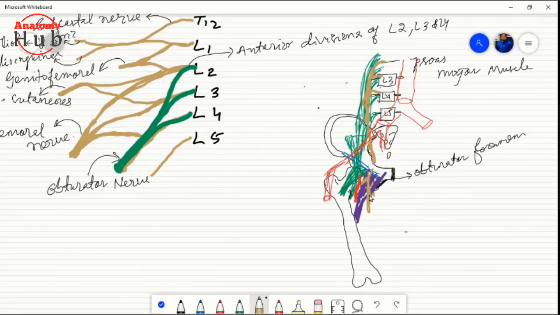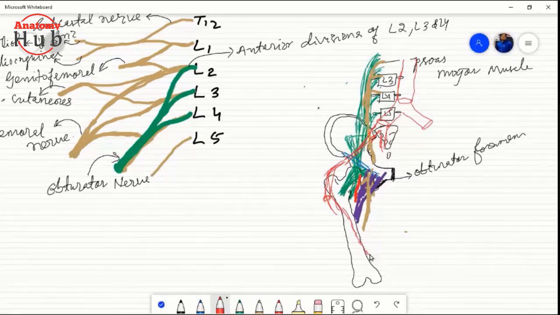It will come downward towards the femoral artery. The femoral artery is present over here, right? Initially it is laterally present, but after that it comes downward and medially to reach the adductor canal. So this is your femoral artery. This obturator nerve descends downward towards the femoral artery.